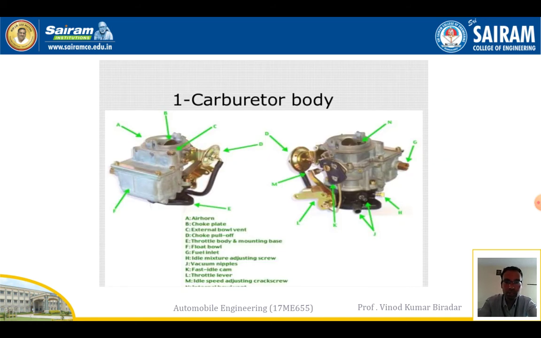This is the carburetor diagram, which is fixed in the petrol engine of almost all vehicles. Here A, B, C, D, E are shown. A means air horn, choke plate, external bowl vent. All the part names are mentioned here.